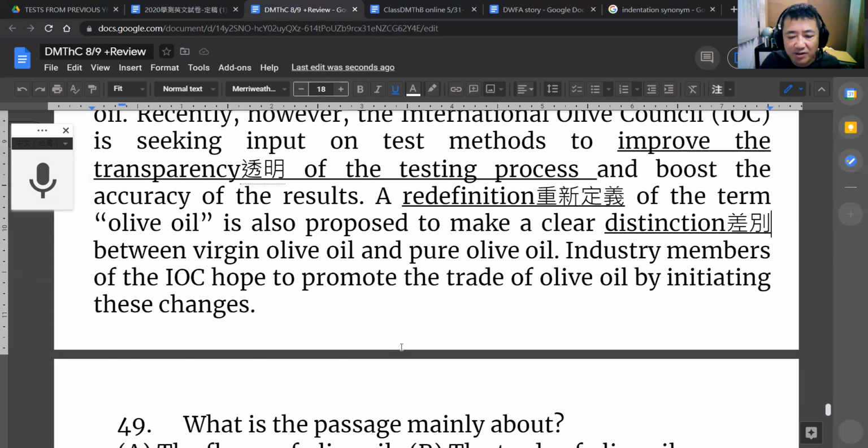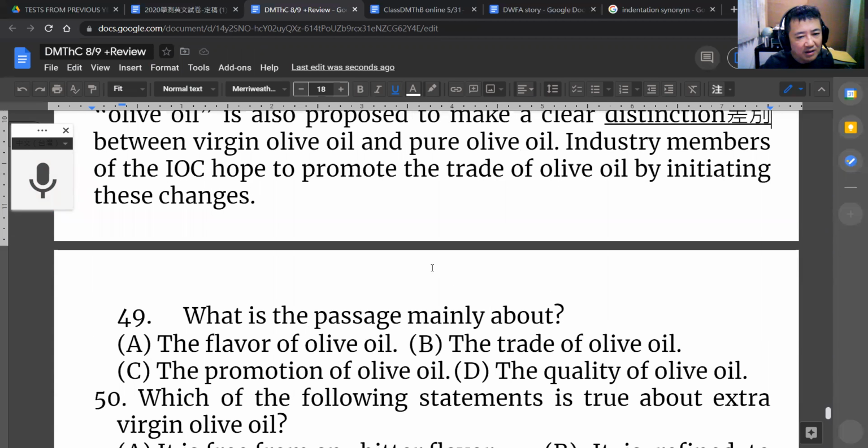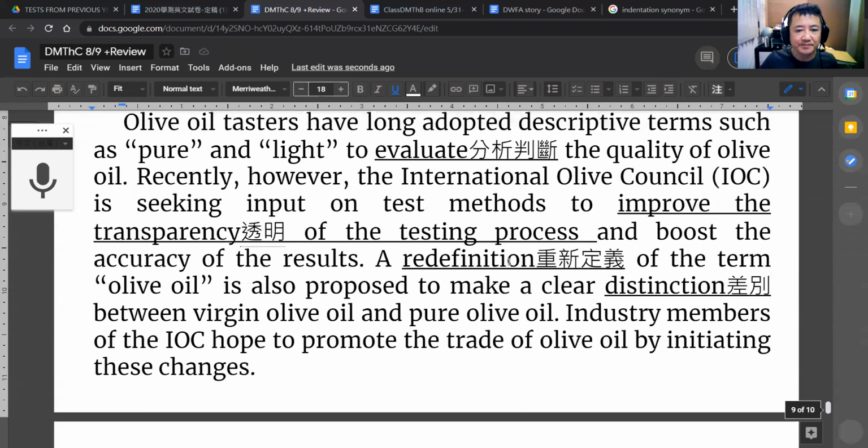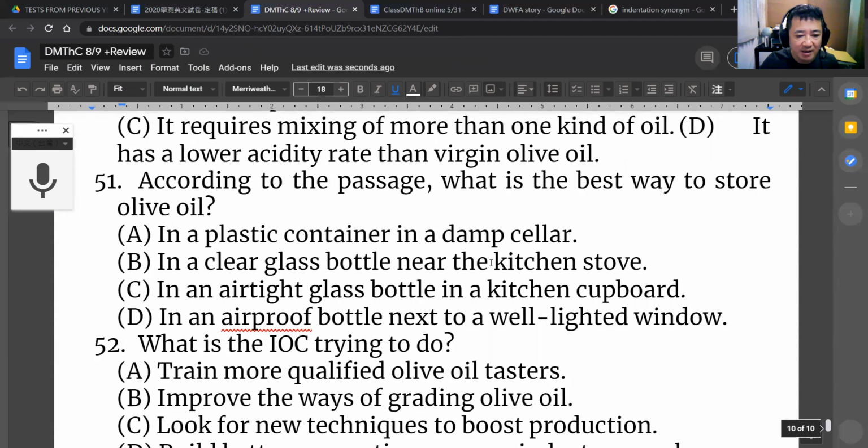All right, so industry members of the IOC, the International Olive Council, hope to promote the trade of olive oil by initiating these changes. Okay? All right. By doing these changes, right? Okay, all right.